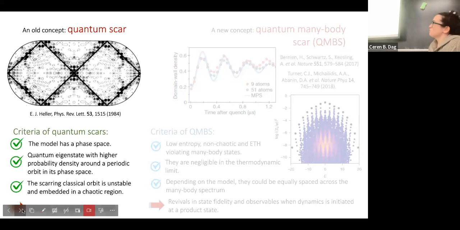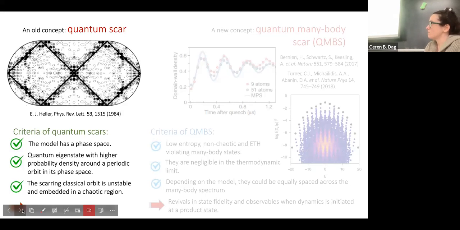They got their inspiration from an older concept, quantum scar. This concept goes back to 1984 to Rick Heller. A quantum scar is a quantum eigenstate where there is a higher probability density around an unstable periodic orbit that lives in the phase space of the model.